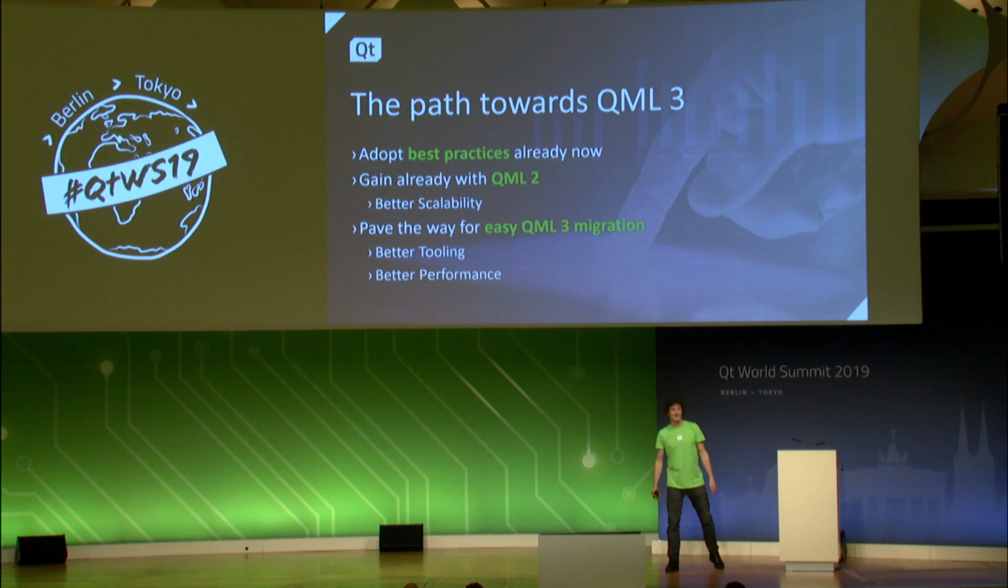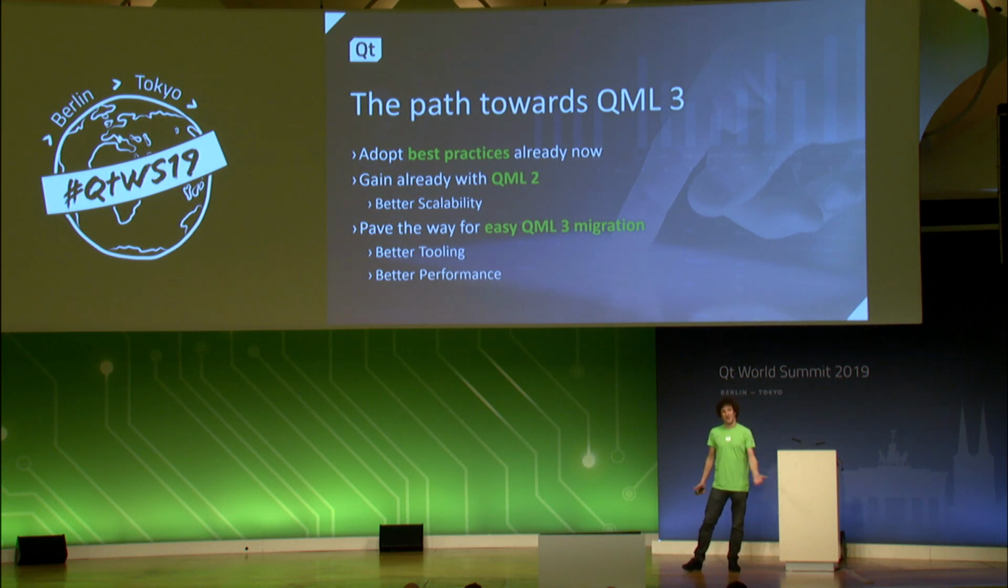So how do we get there? We'll start adopting best practices right now. We get already in QML2 better scalability. I'll talk about what I mean with that in a minute. And once we get to QML3, you'll have an easier time to migrate and gain with that better tooling, better performance. So what is scalability?